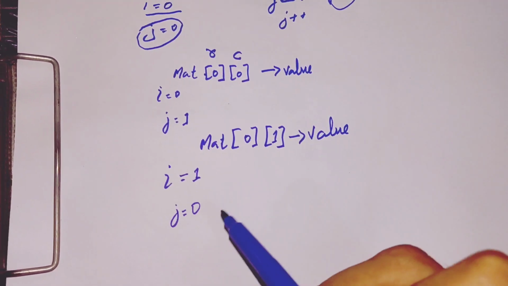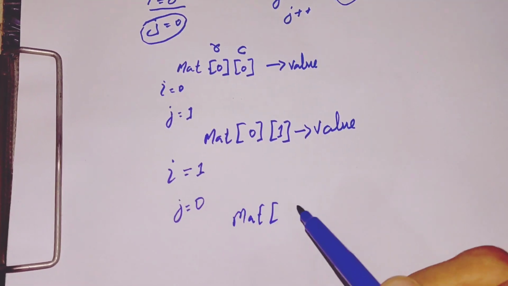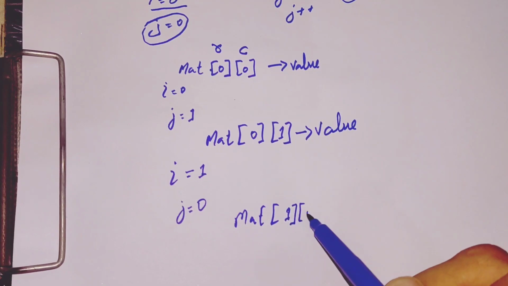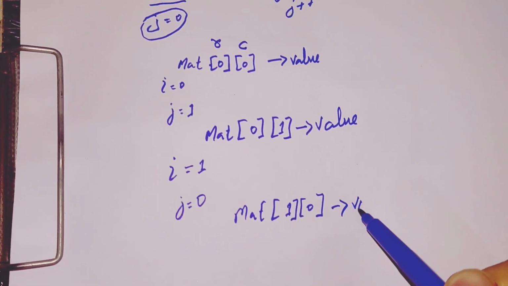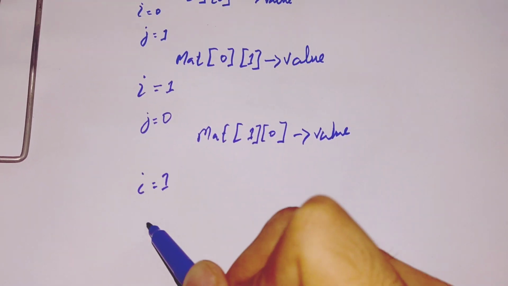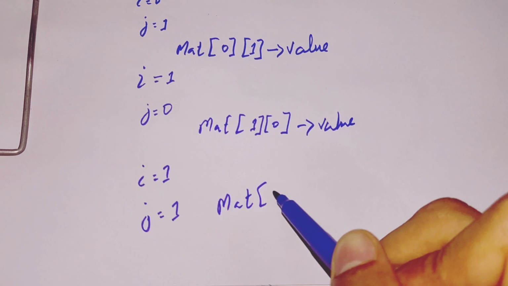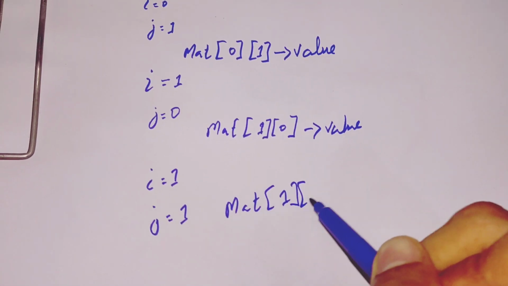J is again initialized by 0. So it is mat[1][0] and we access the value. Then also the i remains 1 and j is incremented by 1. So mat[1][1].